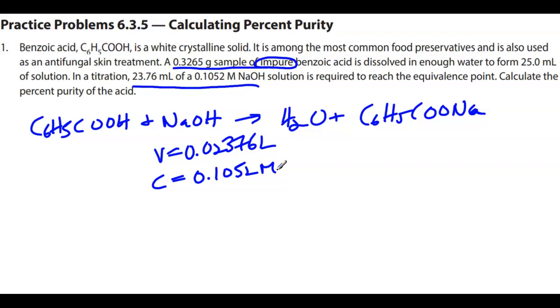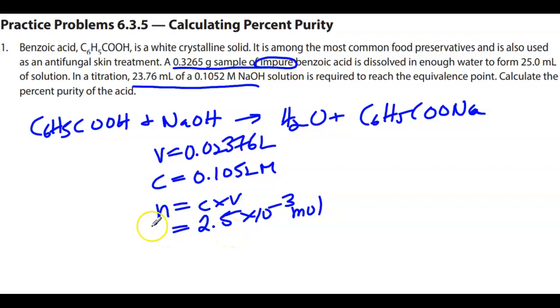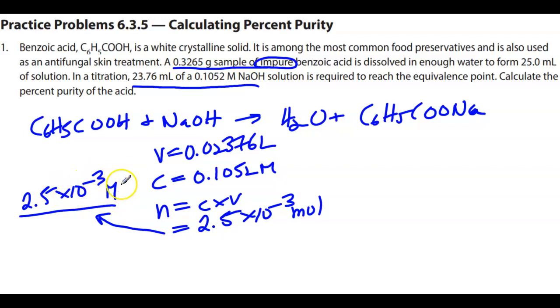Okay, so let's figure out, let's see, what do we have? Let's get our mole value here since we have our NaOH. So this is going to be 2.5 times 10 to the negative 3 moles of NaOH. Because it's a 1-to-1 ratio, we know that the moles of this is going to be identical, right? So the 2.5 times 10 to the negative 3 moles, oh my gosh, not moles per liter, moles.